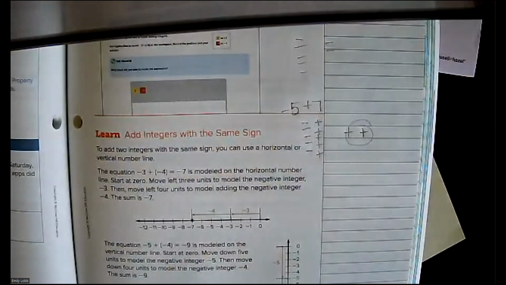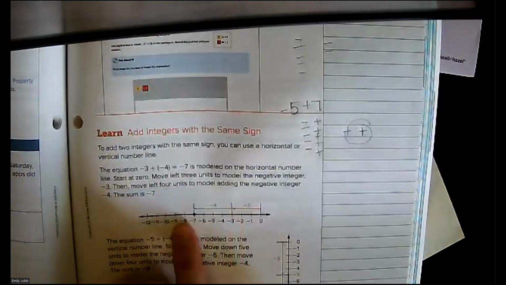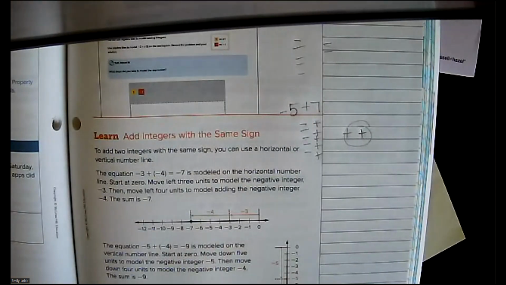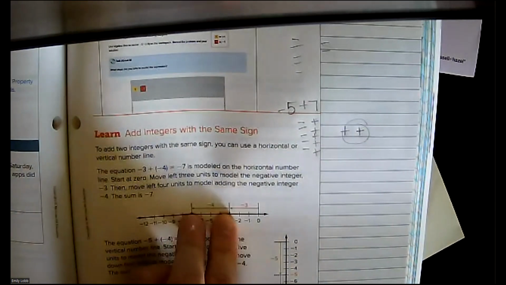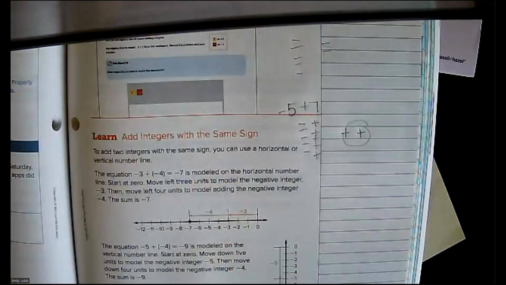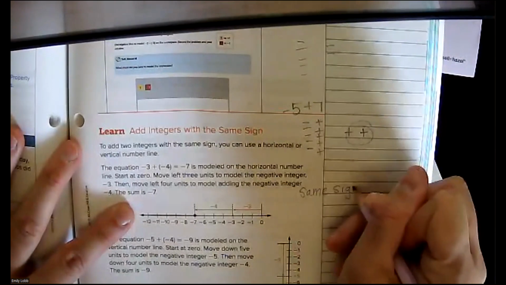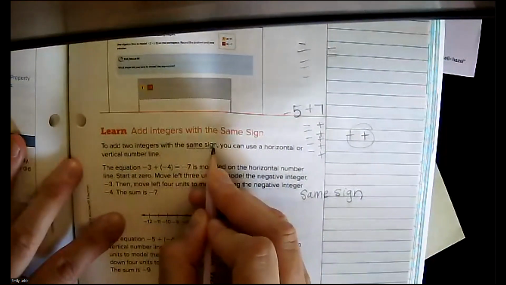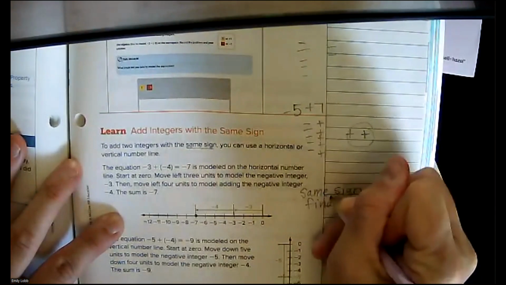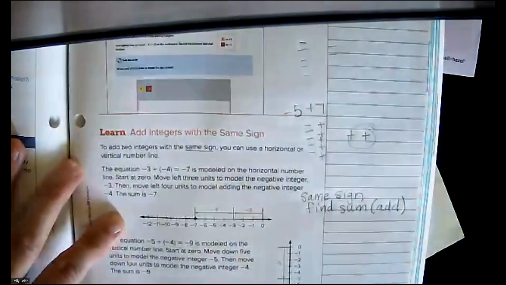To add 2 integers with the same sign, you can use a horizontal or vertical number line. And as you see here, if we're adding with the same sign, we're finding the sum. They're going to the left. So they combined 3 negatives with 4 negatives to get -7, right? So again, same sign here, same sign here. That means we can find the sum. If you don't know what the sum is, put it in parentheses. That means we have to add.